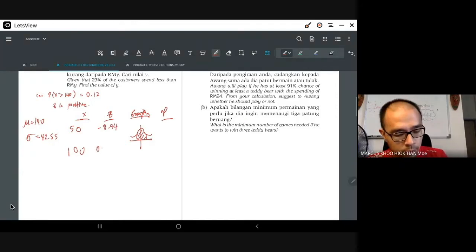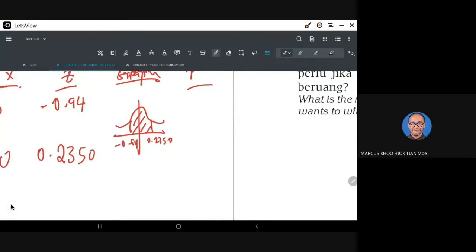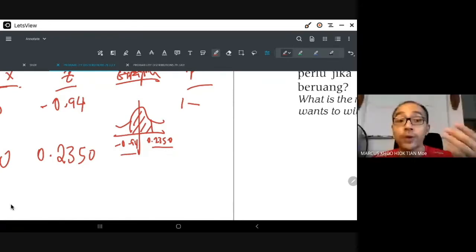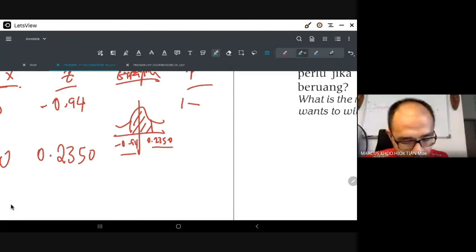0.2350. So over here is negative 0.94. Over here is, let me make it bigger, 0.2350. So how do you find the probability of this? It's 1 minus the probability for 0.2350, and then minus the probability for negative 0.94. Tell me the probability for 0.2350 and 0.94, please.